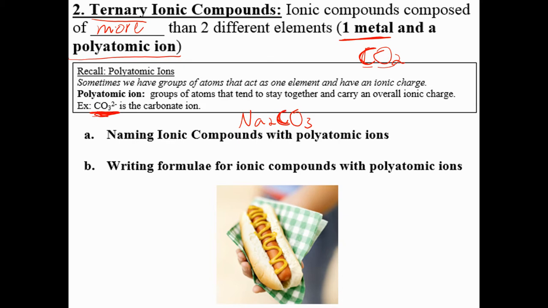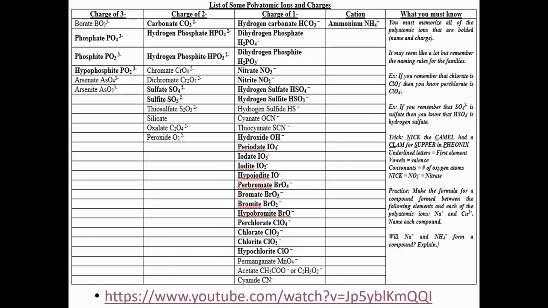So we're going to learn how to name these compounds, the ionic compounds that have polyatomic ions in them, and we're going to learn how to write formulas for these compounds that have polyatomic ions in them. So this is a table that has a whole bunch of different types of polyatomic ions. There's other tables out there. One table that we'll be using for this course or something similar is the one that I'll show you just now here.